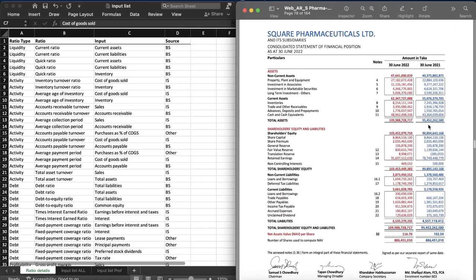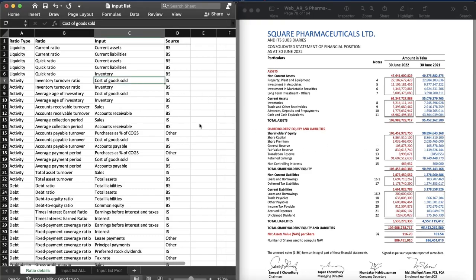So from here, rather than copying the full financial statement, I suggest you copy just the necessary items for the specific ratios that you are going to calculate. I have created a summary of the different ratios that you will calculate. Under the liquidity class, you will calculate current ratio and quick ratio. Under the activity class, you will calculate inventory turnover, average age of inventory, accounts receivable turnover, average collection period, accounts payable turnover, average payment period, and total asset turnover.